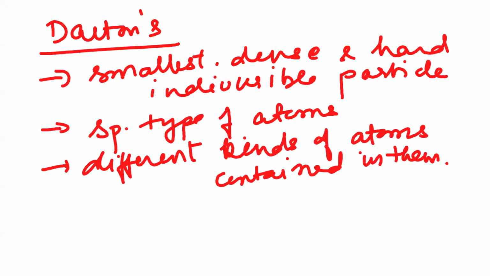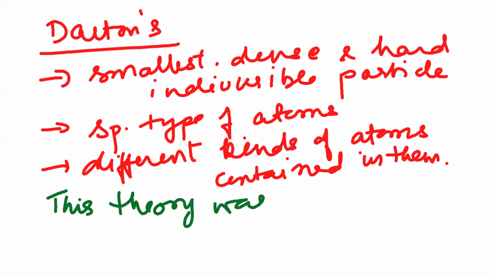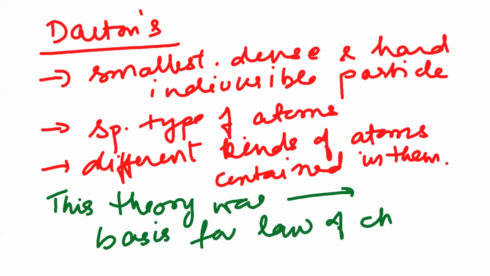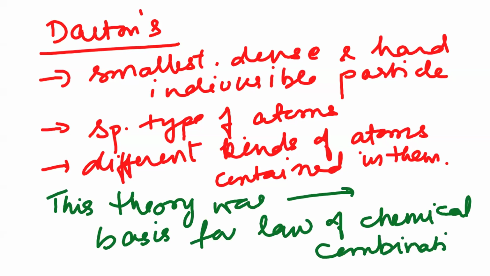Therefore, this theory was very much satisfactory, as it provided the basis for the law of chemical combination. What is the law of chemical combination? It means that all the elements chemically combine to give us a stable product. Got it? Yes.